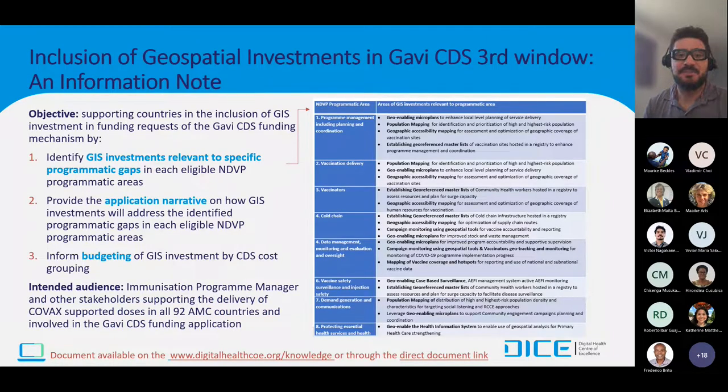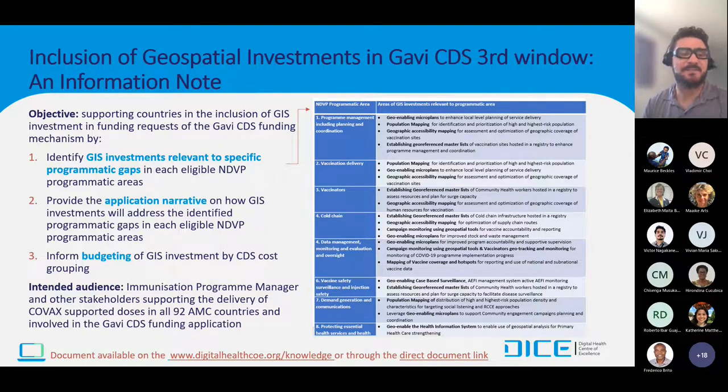There has been strong interest from many countries in the inclusion of GIS solutions in the application for Gavi funding, and to facilitate this process, the GIS working group has released an information note, which is available here in the links at the bottom, and we will distribute it for sure. It has the main objective to support countries in the application process for CDS.